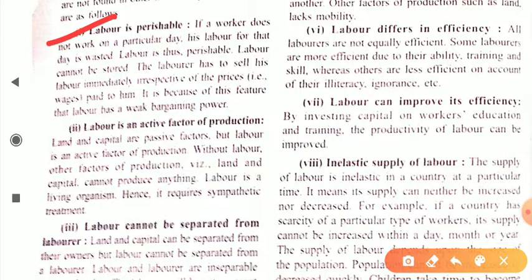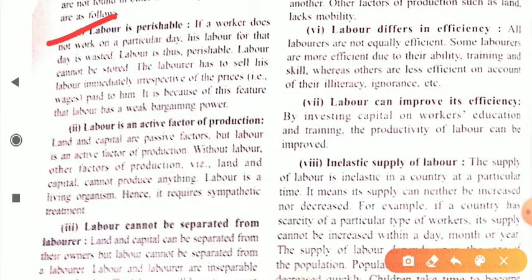Okay, labor is thus perishable. It means if a worker does not work for a particular day, suppose today he is on leave or he is not doing any work, then it simply means his labor, whatever work he has done in his factory, in his office, is totally wasted. That's why it is also considered perishable. So labor cannot be stored.